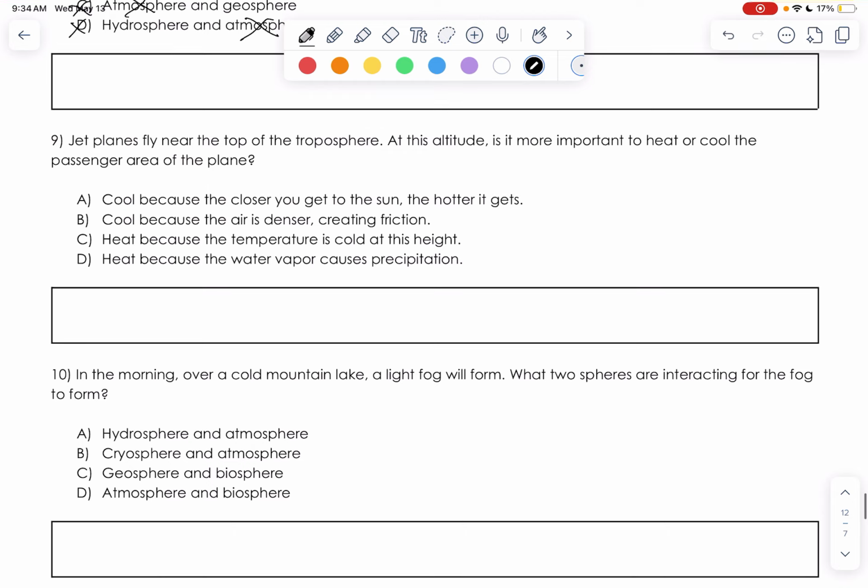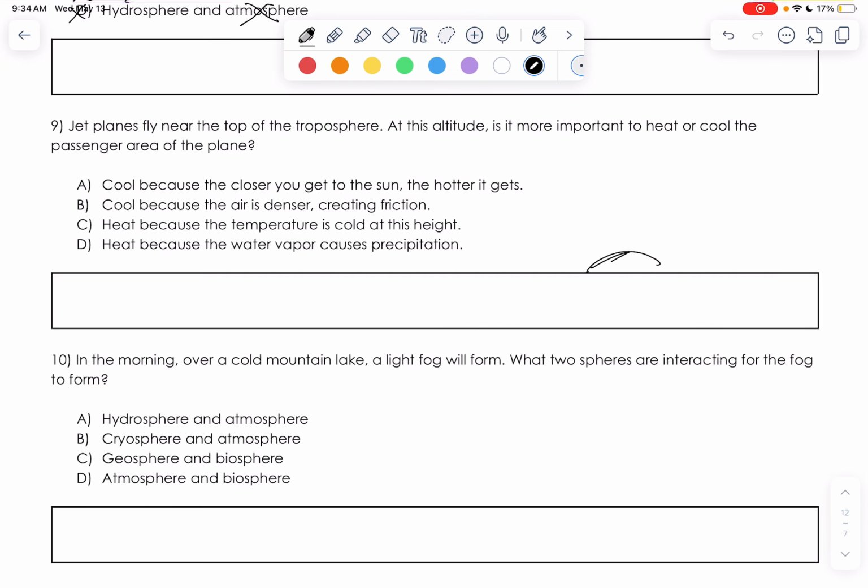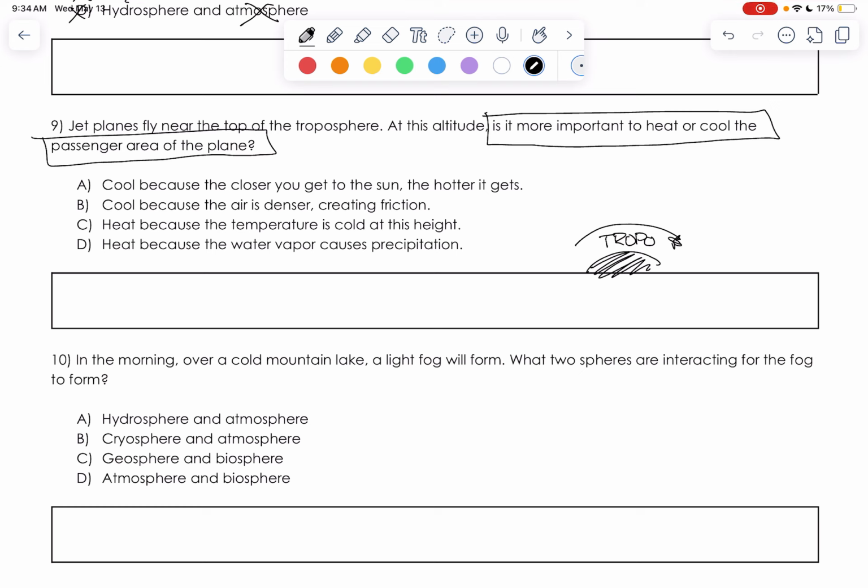Number 9, jet planes fly near the top of the troposphere. I know this is the layer closest to me. Troposphere. We've got jets high up here. At this altitude, is it more important to heat or cool the passenger area of the plane? So I know that it is hot near the surface of the Earth because we are getting radiation from the sun on the surface of the Earth. And then that heat floats up, and as it floats up, it cools down. So it is cooler at the top of the atmosphere. That's why if you go up on a mountain, it's going to be cooler than if you were on the ground at sea level. Okay? So it is cooler as you go up.